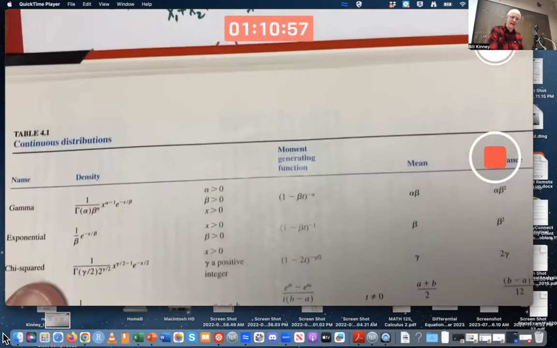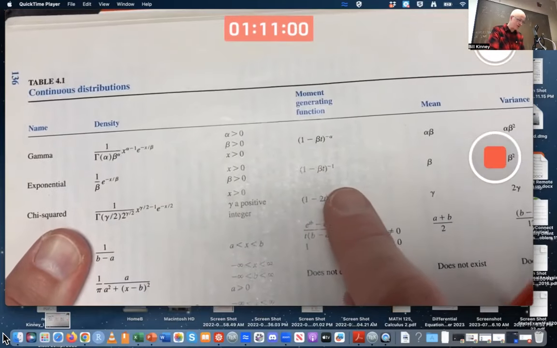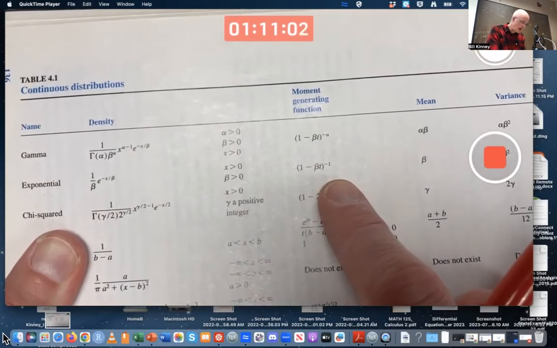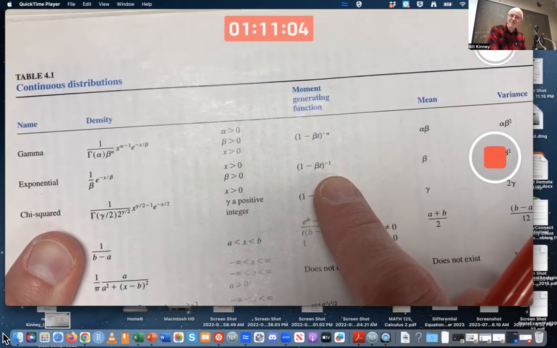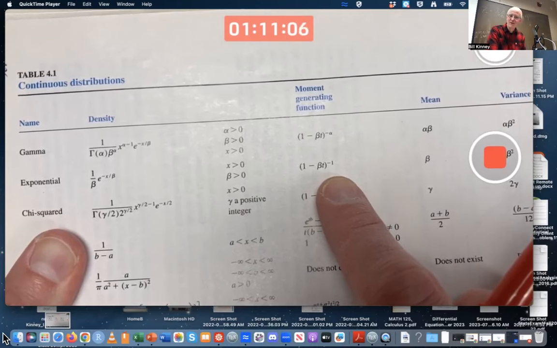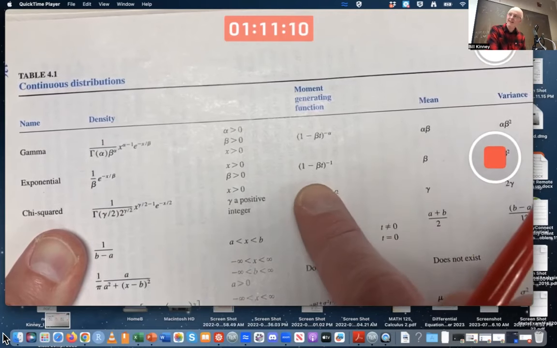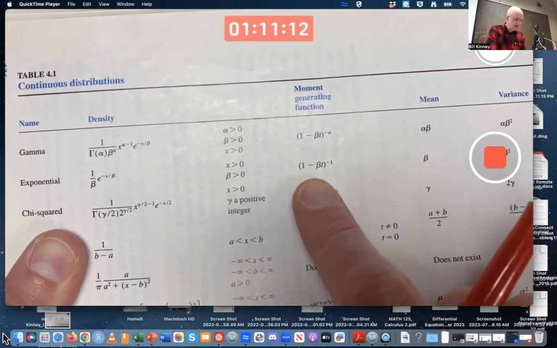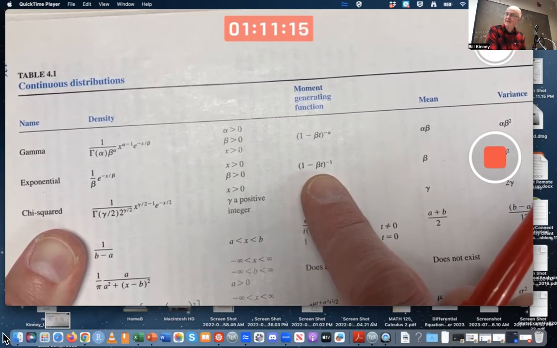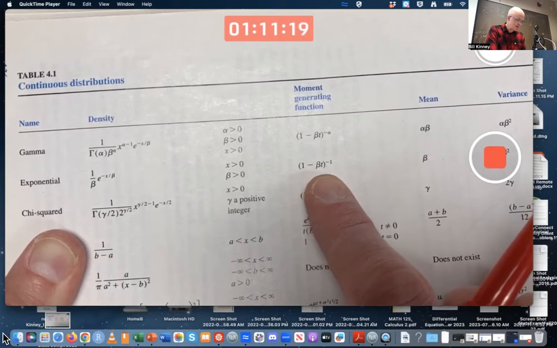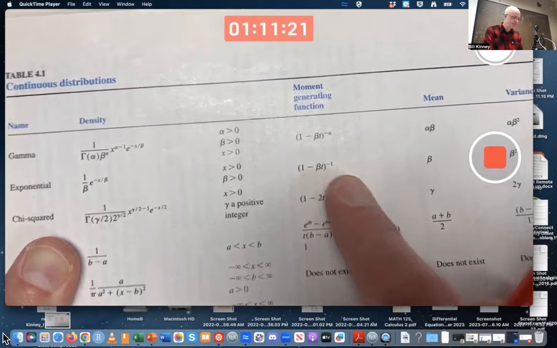I just peeked at the table at the moment generating function for an exponential because I was afraid I was going to get it wrong. Right there. Exponential distribution with parameter beta. Beta is the mean. If it were a lambda that we were using, instead of beta times t, we'd write it as t over lambda. It's 1 minus beta times t to the negative 1 power.